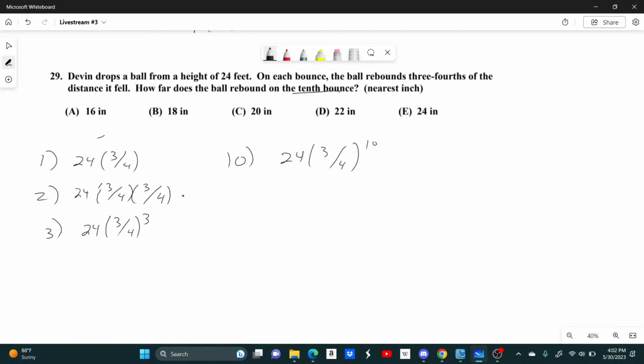And be careful because all your answers are in inches, so I'm going to have to multiply this by 12 in the end, because this is in feet. So 24 times 3/4 to the 10th, multiply that by 12, and you get 16 inches. There you go.